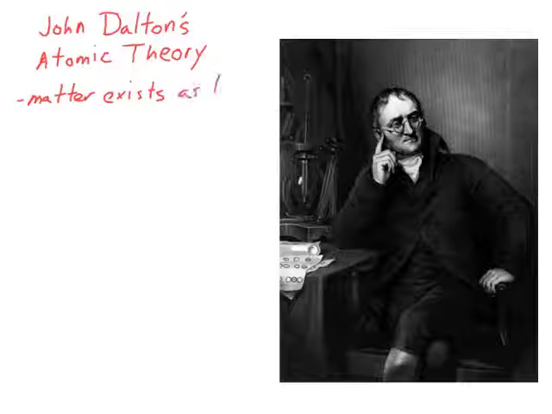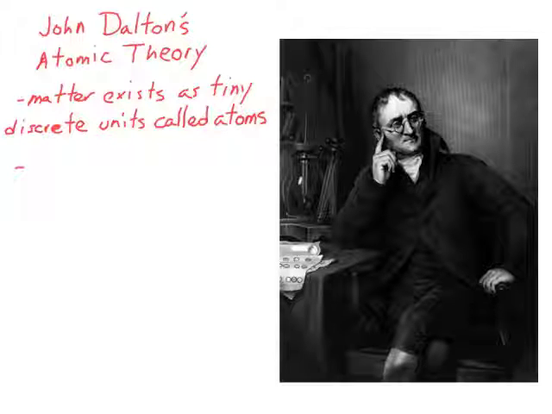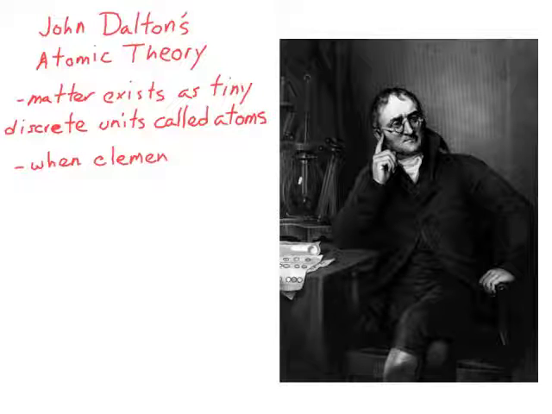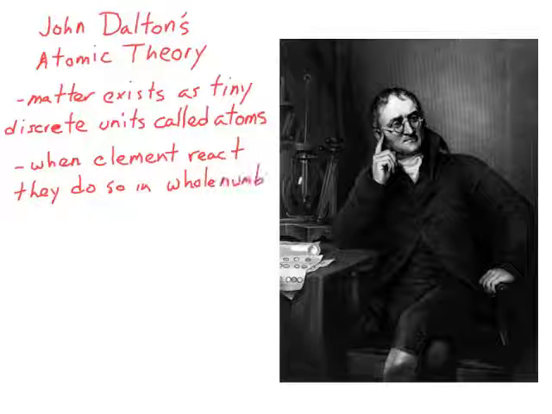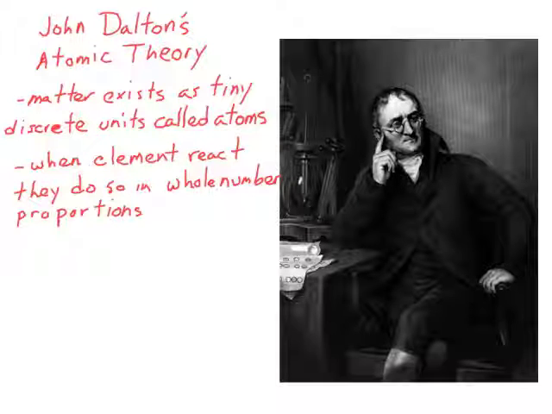Basically, the atomic theory says that matter exists as tiny, discrete particles, or units that we call atoms. What Dalton and his contemporaries saw was that when elements react, they do so in whole number proportions. Certain whole numbers of oxygen will react with carbon to make carbon dioxide and carbon monoxide, for example.